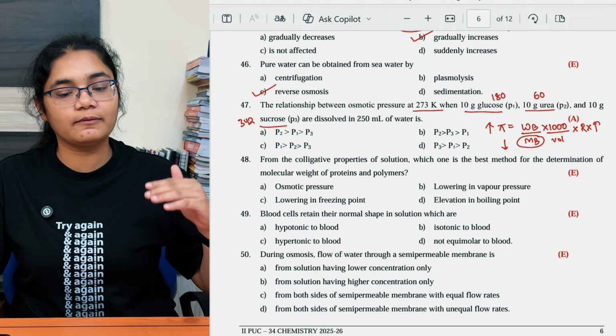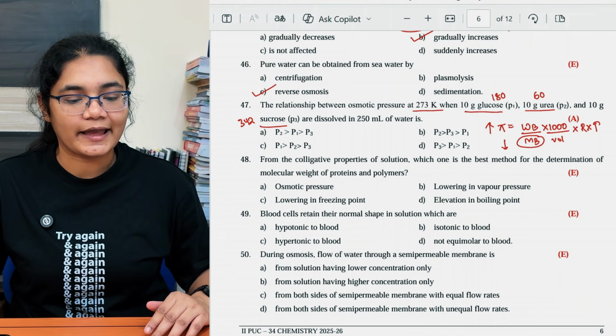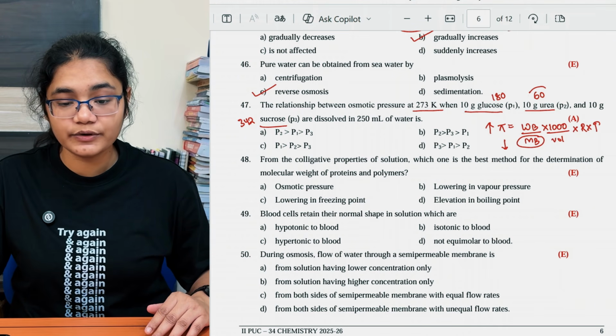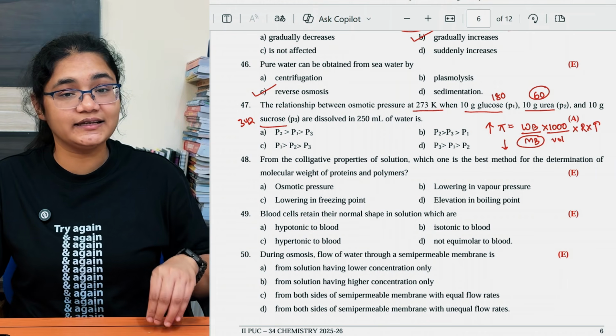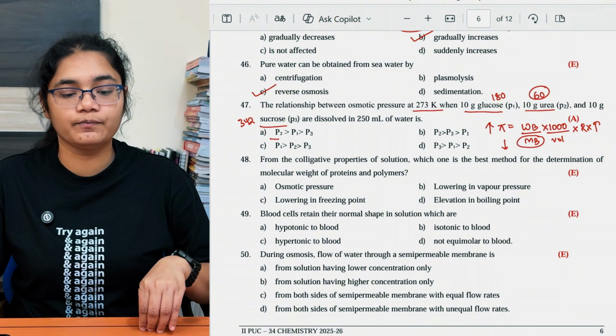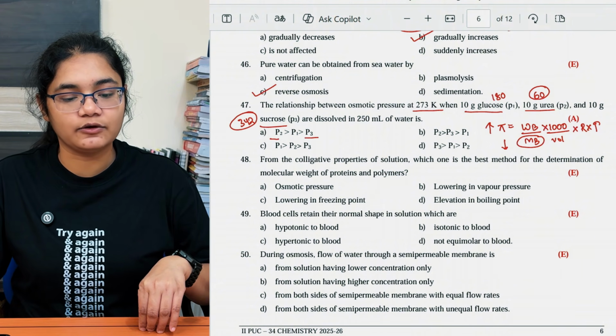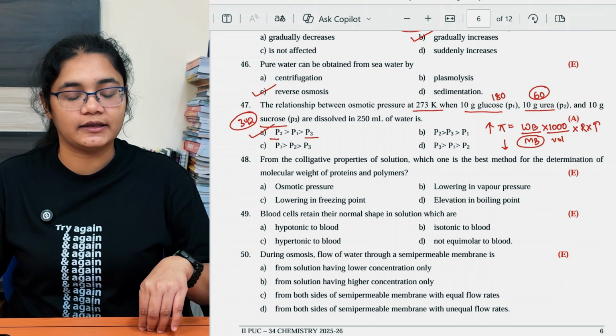Okay, if the molar mass is more, then the pi value will be less. So if I see that I have urea 60 gram present, which has the least molar mass, that means the pi value will be highest for P2, and it will be least for P3. It will be highest for P2 and least for P3. So option number A here.